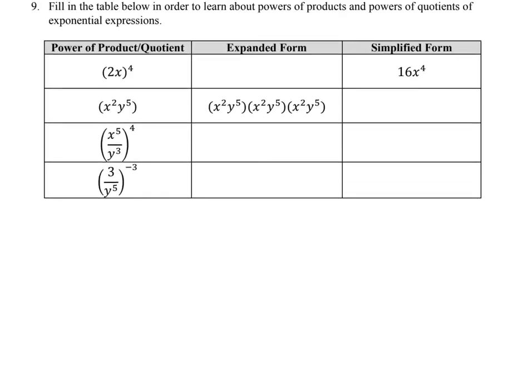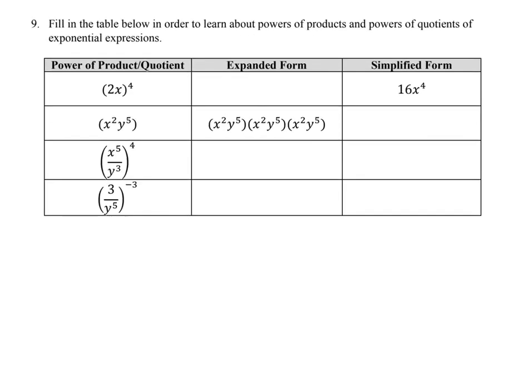And finally, what do we do when we mix up all these things? We have powers of a product and quotient. So 2x in parentheses to the fourth power really just means 2x times 2x times 2x times 2x. So what you notice is 2 times 2 times 2 times 2 is 16. X times x times x times x is x to the fourth.